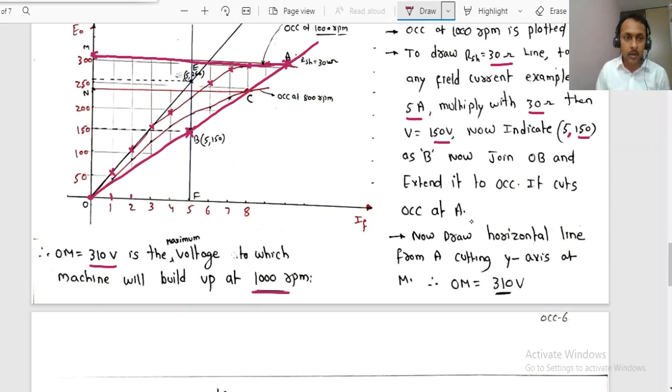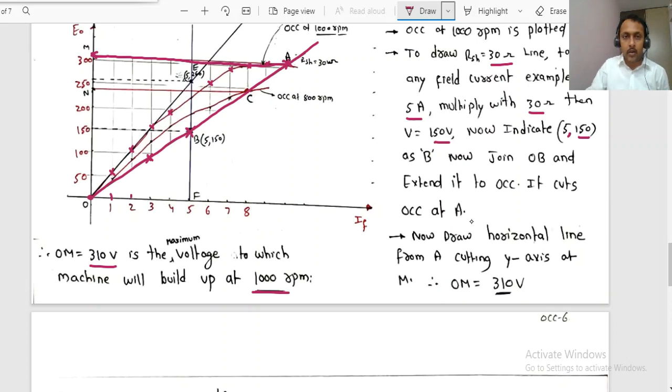I repeat again, simply draw the OCC. For the given resistance, multiply it with any field current. Any choice you can take. You can take 3 amps, multiply it with 30, 3 into 30, 90. You just simply join (3, 90) and you will get one point. Extend that point onto the OCC curve. Definitely it will cut the OCC curve at some point. The point at which it cuts the OCC, extend it onto the voltage axis. That is the maximum voltage it can build up at that particular speed.